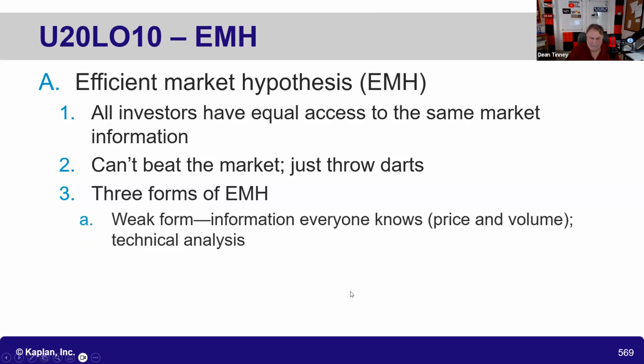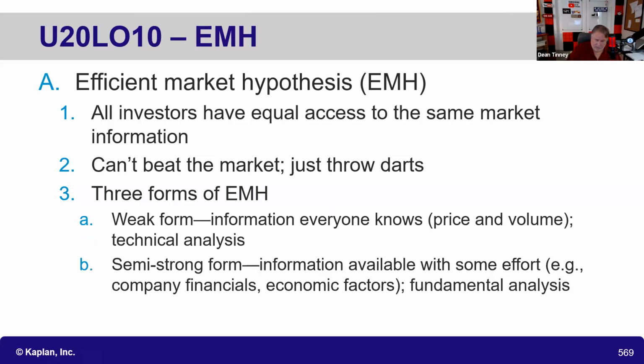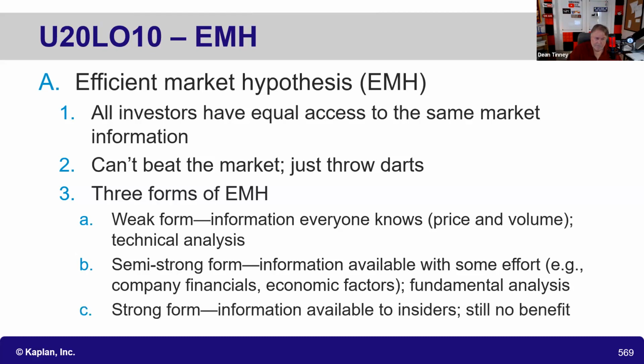Weak form is based on information that everyone knows. And so that would be technical analysis. And so efficient market hypothesis says technical analysis is a waste of time because everybody has equal access to that information. Semi-strong form says there's information available with some effort. That means not everybody is doing the homework. And so some things might work. And strong form says nothing works.